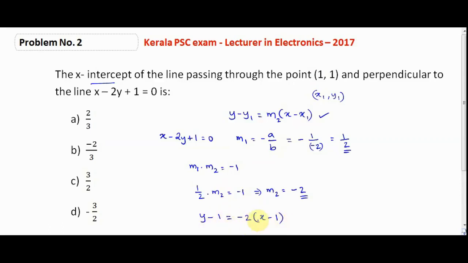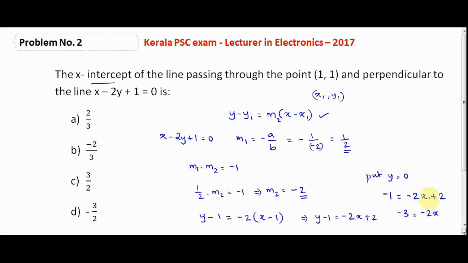Let's simplify this. What we get is y minus 1 equal to minus 2x plus 2. Now in this equation we have to put y equal to 0. So put y equal to 0 in this equation. On the left hand side, we will get minus 1 equal to minus 2x plus 2. Now let's take this 2 to the left hand side, we will get minus 3 equal to minus 2x.